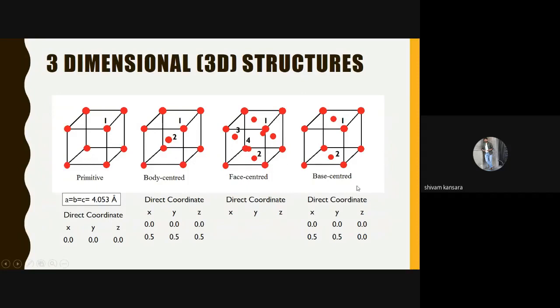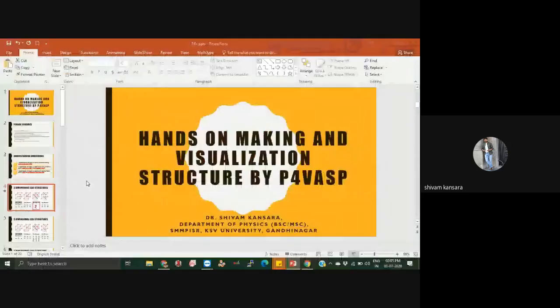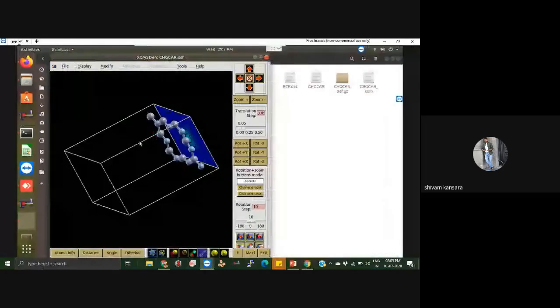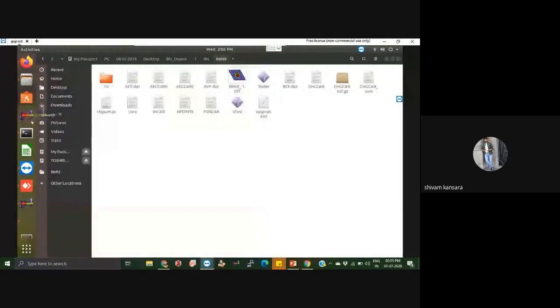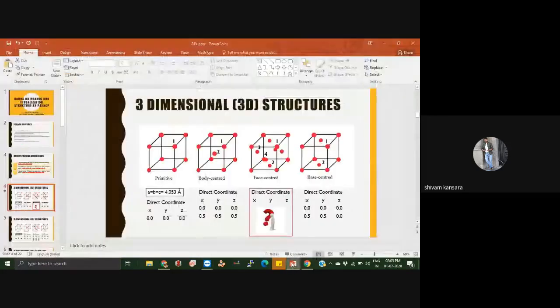First of all, start from the primitive cell. So this is the primitive cell. Let's start the P4VASP software. Okay, so this is the P4VASP structure and this is the first one. The first one is primitive, and here there are a total of 8 atoms at the corners of the cubic system. That means 1/8 part of a single atom each, so this is only a single atom.